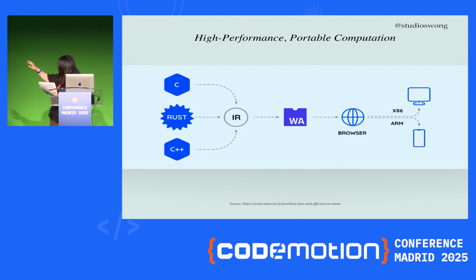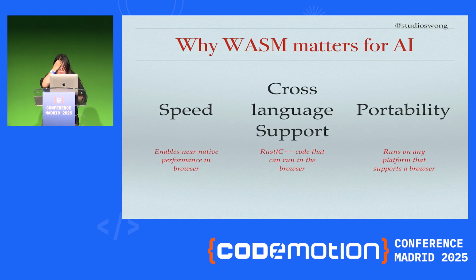This diagram simply illustrates how high-level languages like C, Rust, or C++ are compiled through the WASM compiler into a module that's executable in the browser, so that it can be executed either on the phone or on your local desktop.